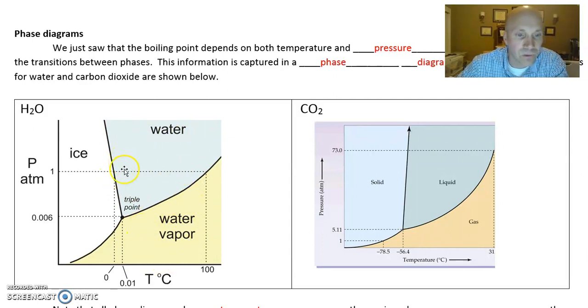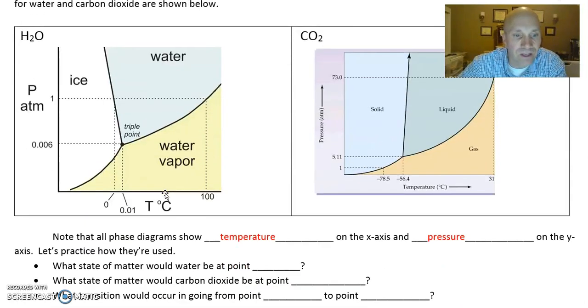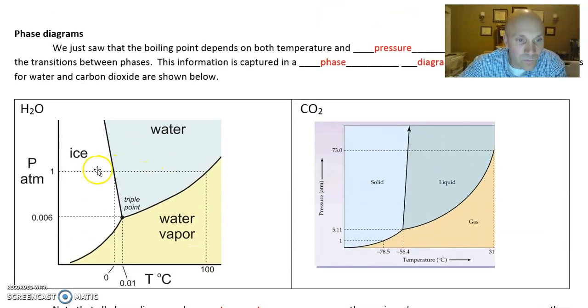Every transition has a name that goes along with it. For example, when we go from ice to water, or solid to liquid, that's freezing. Sorry, that's melting, in this direction from left to right. Crossing this line going this way would be freezing. Crossing from liquid to gas, crossing this line, is going to be boiling.